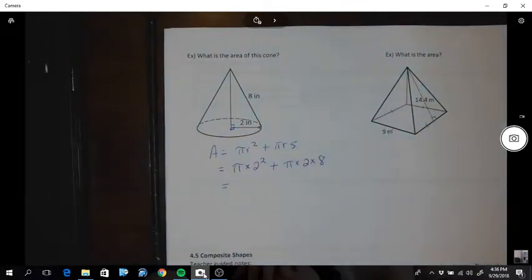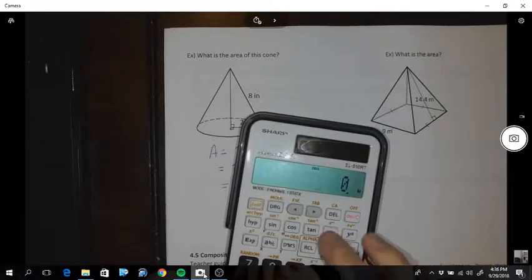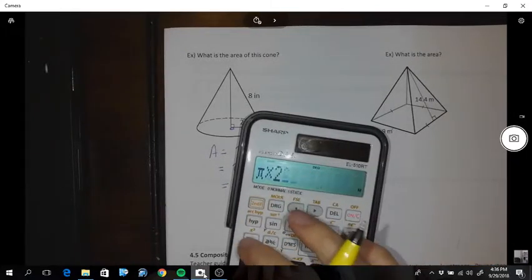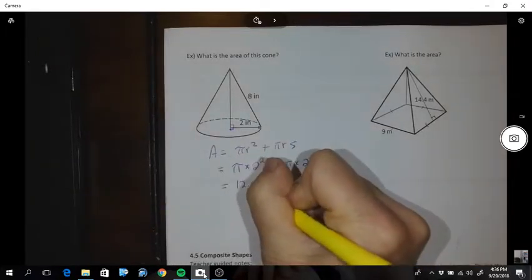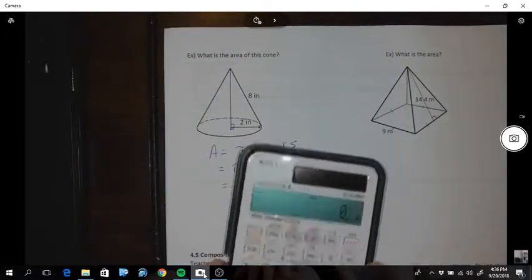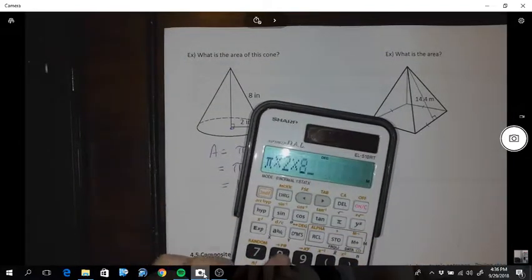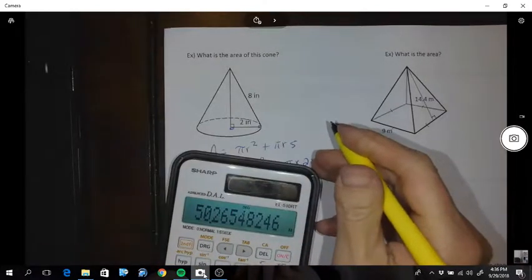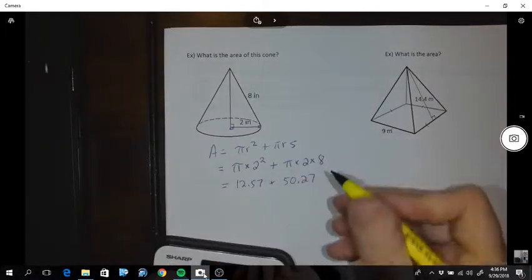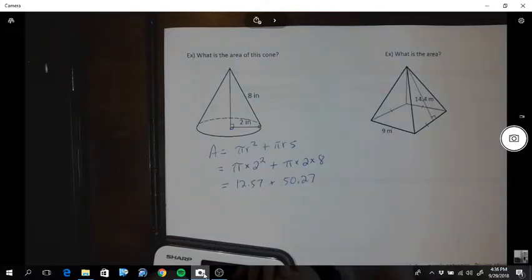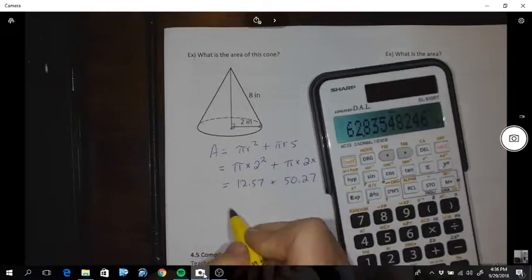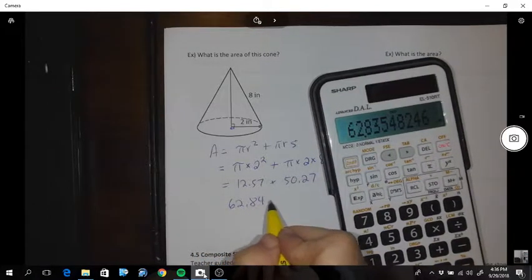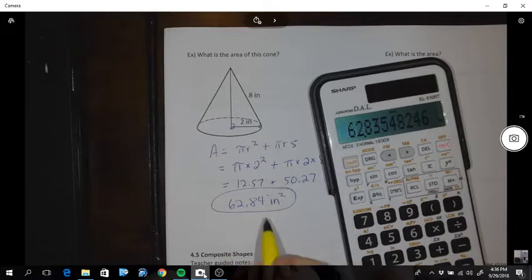Okay, I'm going to do this in 2 parts. So I'm going to go pi times 2 squared. Okay, and 12.57. And then pi times 2 times 8. 50.27. And then I'm going to go back and add those 2 together. So I already have that on my calculator, so now I'm just going to add 12.57 to it. So 62.84. And then I have to ask myself the units, and this is talking about area, so it's squared.